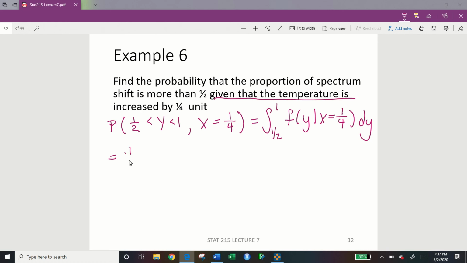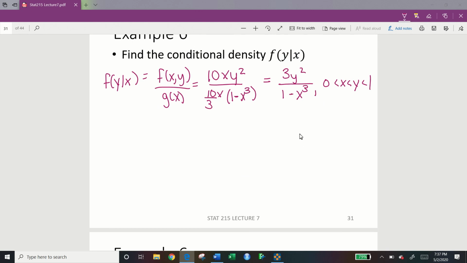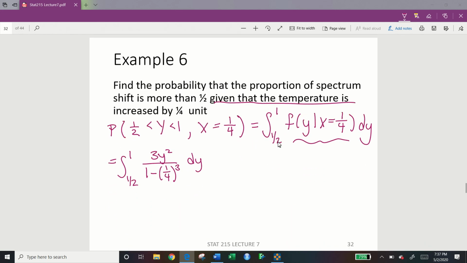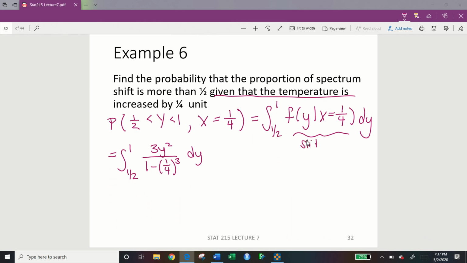So, still integrating from 1/2 to 1, we will have 3y squared over 1 minus 1/4 to the 3rd dy. Where am I getting this function? See our previous slide. All I'm doing is plugging in 1/4 for x. But in case you're confused, I'll write down the slide. Now we can actually get into our integration.